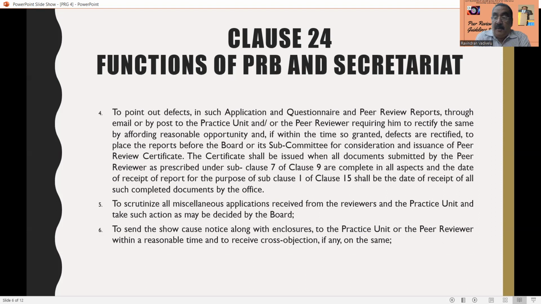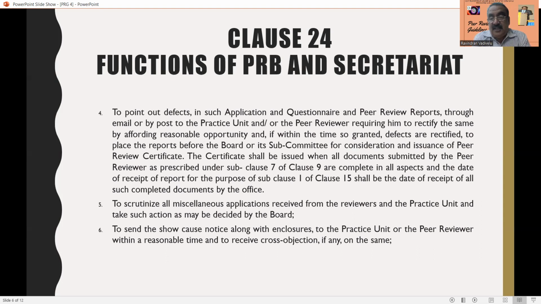Then to point out defects in such application, questionnaire, and peer review reports through email or by post to the practice unit or to the peer reviewer, requiring him to rectify the same by affording a reasonable opportunity. Here I observed the peer review practice unit has to be given some opportunity to rectify the mistake, and after that the same has to be forwarded to the peer reviewer to rectify his report.